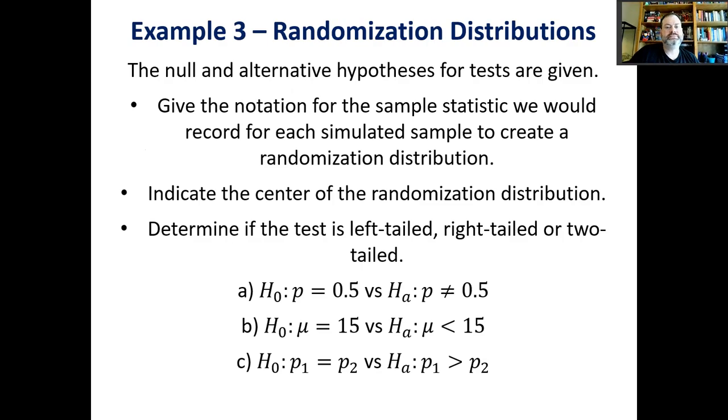Part B, the center of the randomization, sample statistic. So here we see a mu, so the sample statistic is x bar. For the center of the randomization distribution, this is a single quantitative variable, so that is the center, 15 is the center. Left-tailed, right-tailed, two-tailed: look at the alternative hypothesis. Less than is left-tailed.